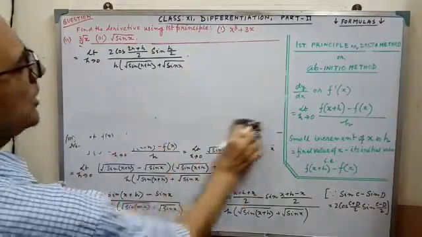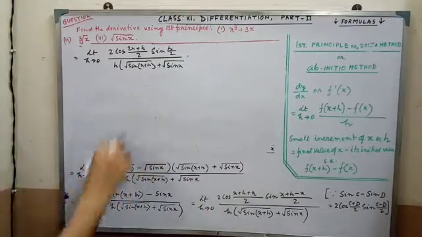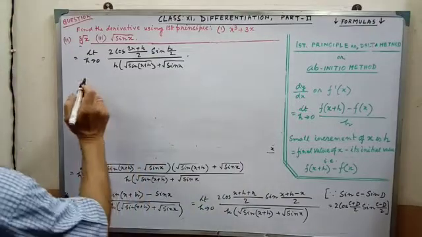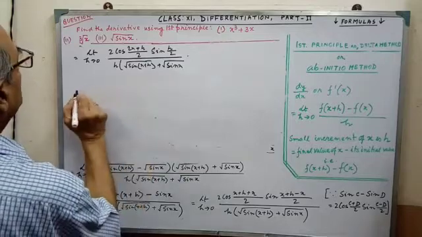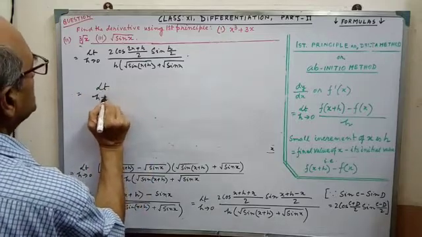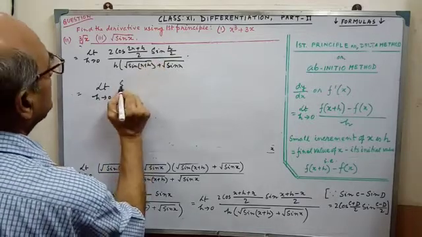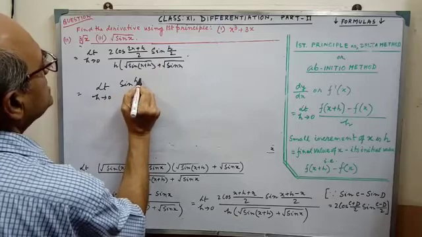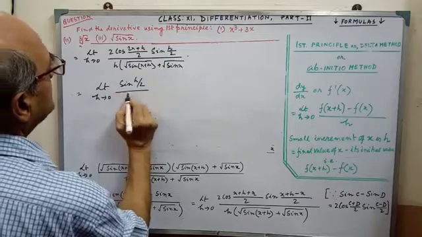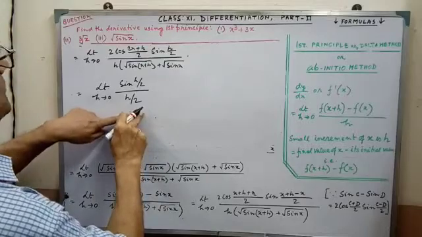Now we have to convert this into the frame of the formula. How will it be converted? Please follow attentively. Limit h tends to 0, that is sine h by 2. If I take here h by 2, then we will get the frame of the formula.